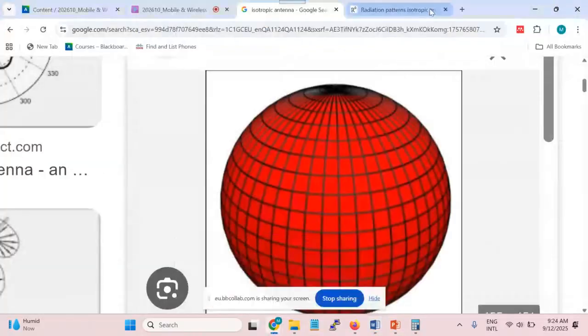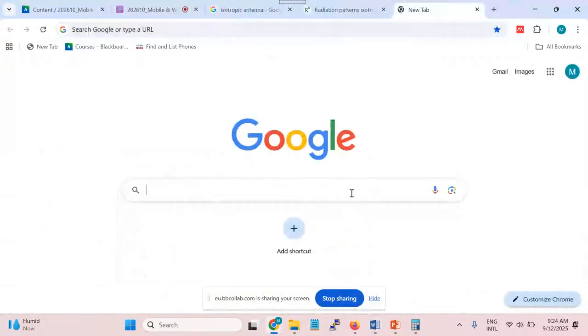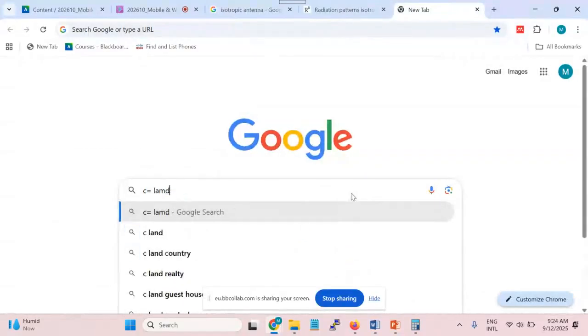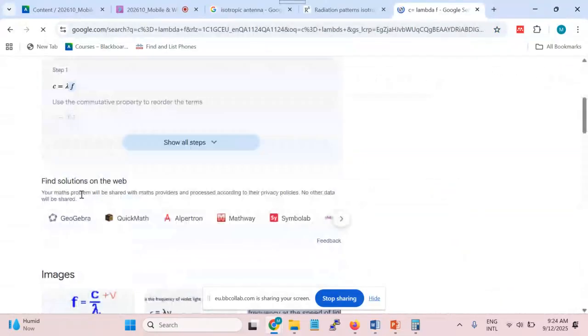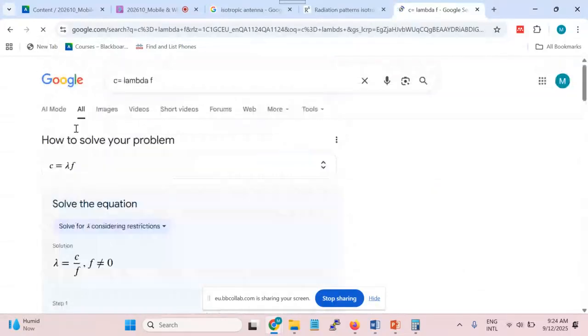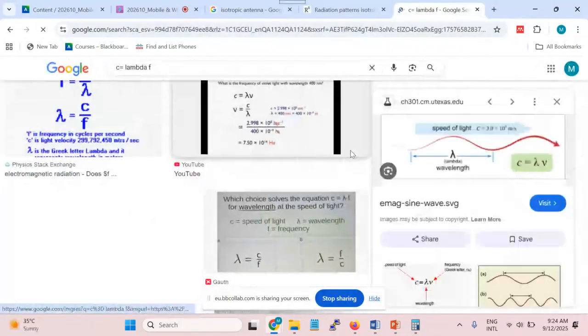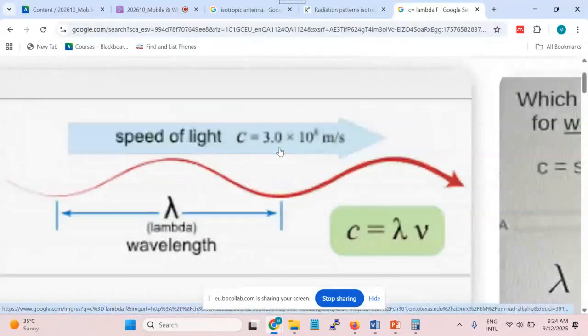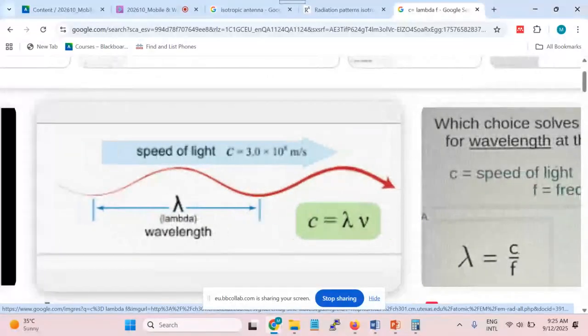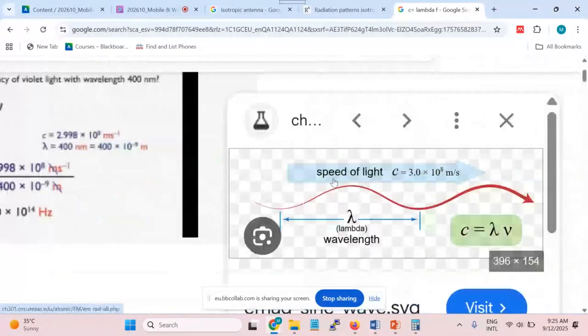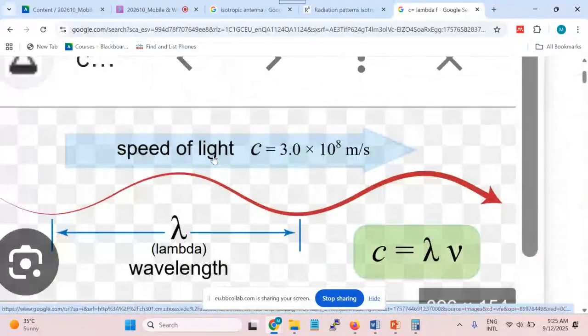We mentioned last time that C equals lambda times F. I have shown you that C equals lambda times F. C is the speed of light. C is the speed of electromagnetic waves in free space. So the speed of light equals the speed of electromagnetic waves in free space.